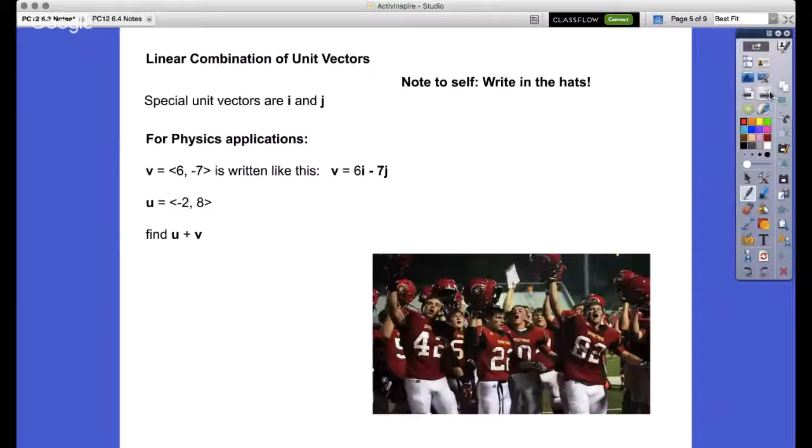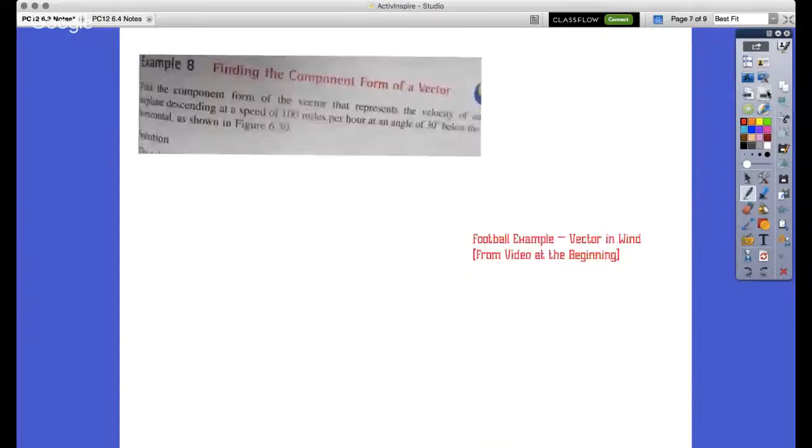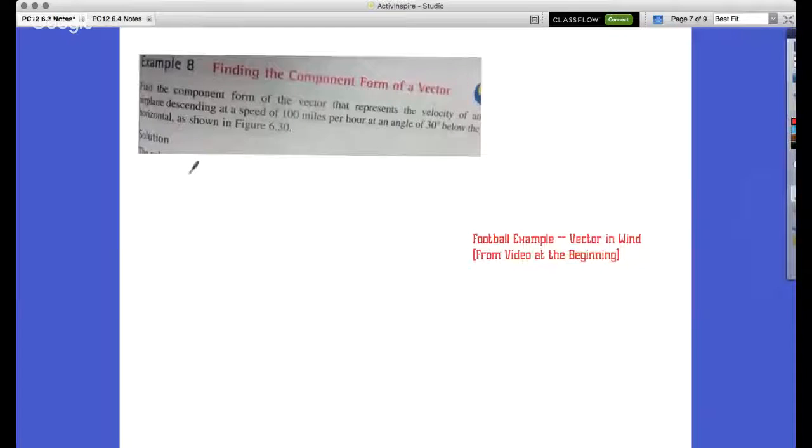All right, I know I'm hitting these fast. Hopefully this is making sense here. We already did the I and J, or the linear combination of unit vectors here. We've already done the angle. I'd like to do 2 more here. This one says find the component form of the vector.